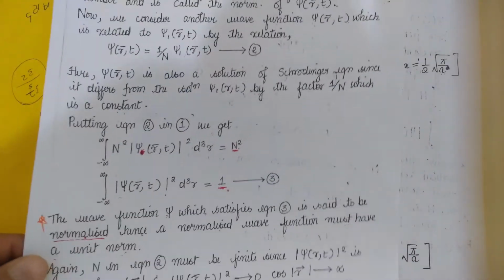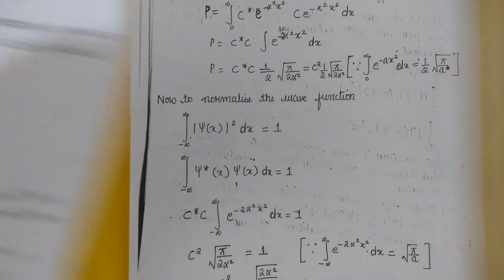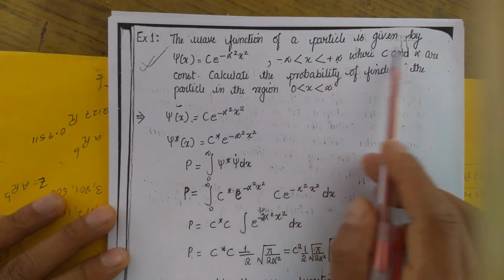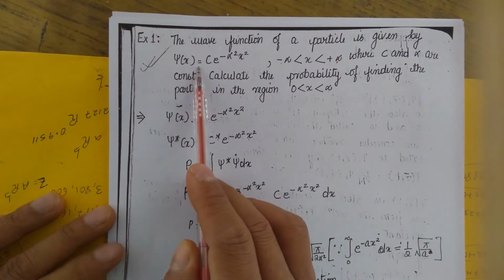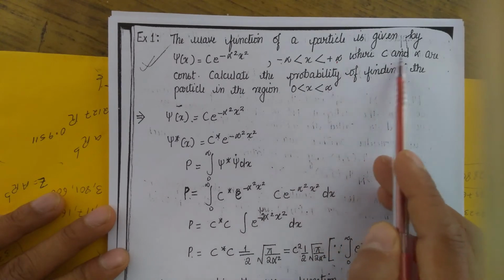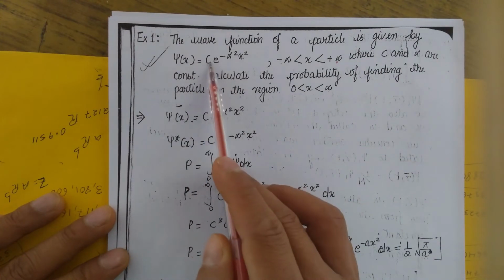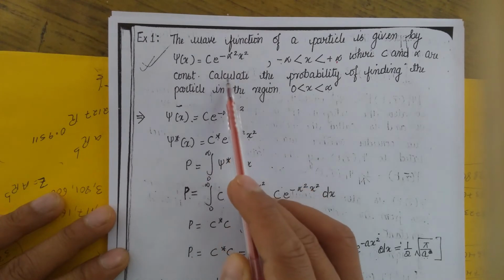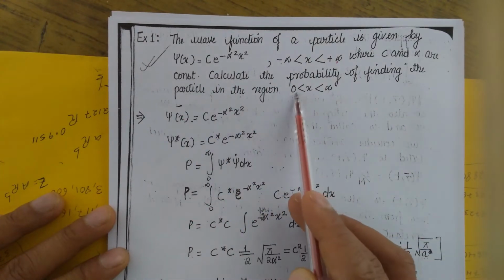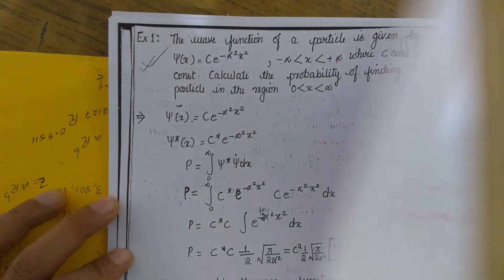So using this equation, we can solve some problems. This is the first problem. The wave function of a particle is given, and the limit is from minus infinity to infinity, where C and alpha are constants. We have to calculate the probability of finding the particle in the region 0 to infinity.